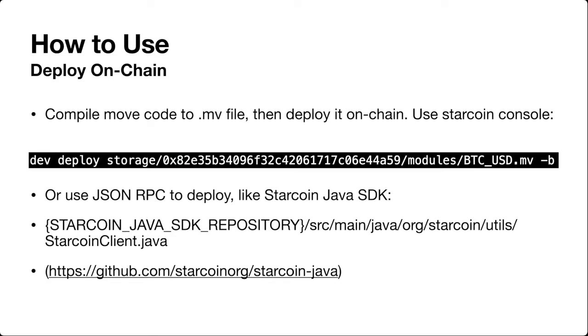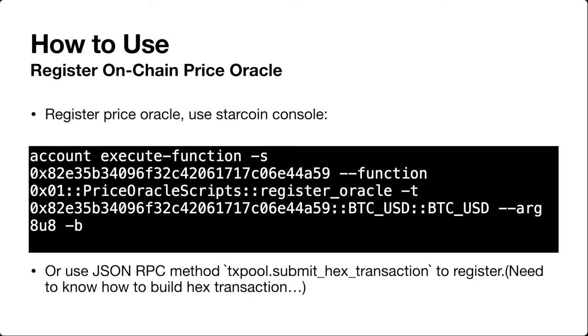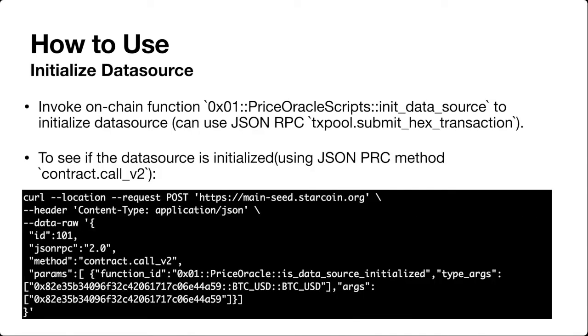So the steps are: first deploy the .mv file on chain, and then register the price oracle, and invoke the init_data_source to initialize the data source, and see if the data source is initialized. Use the PriceOracle is_data_source_initialized method.